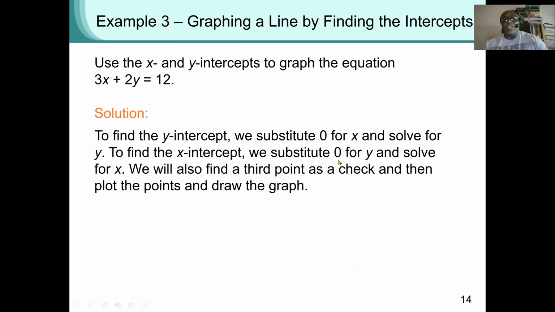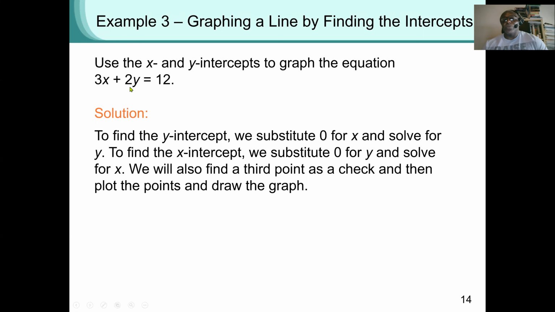So let's see an example here. They say we should use x and y intercepts to graph the equation 3x plus 2y equals 12. If I have to use x and y intercepts to graph this equation, first I'm going to find the x-intercept, which means y equals 0. So if y equals 0, everything here will be 0, which means x will give me 12 divided by 3, which will be 4.